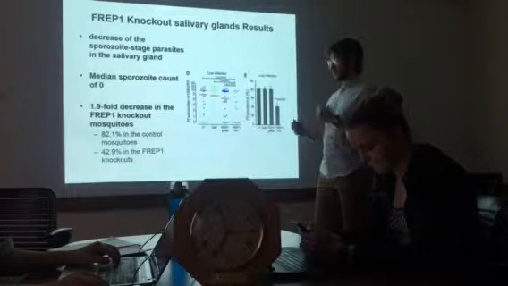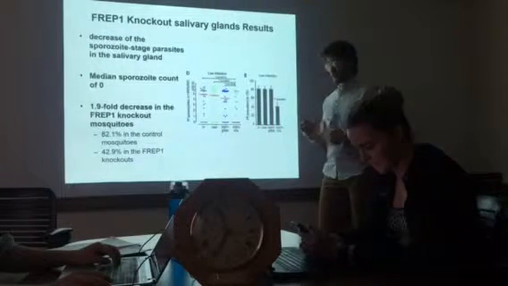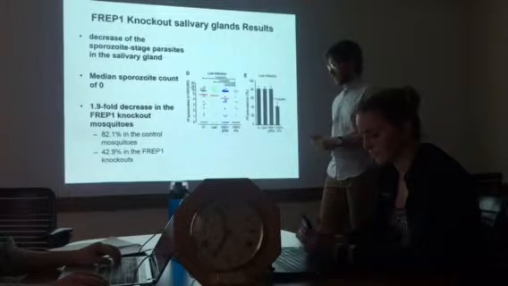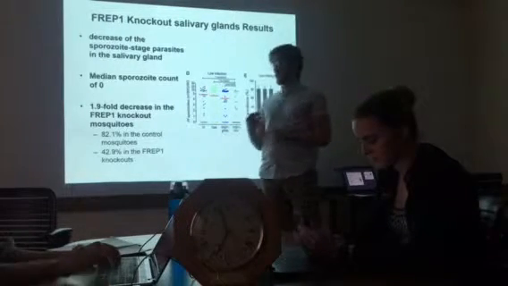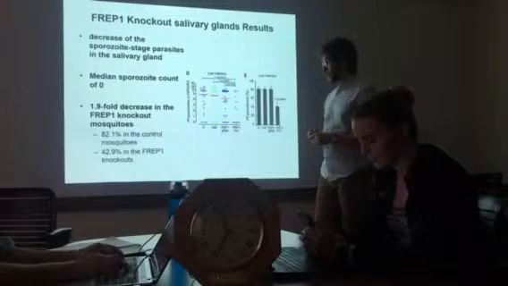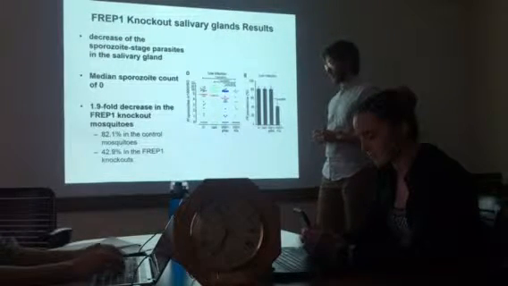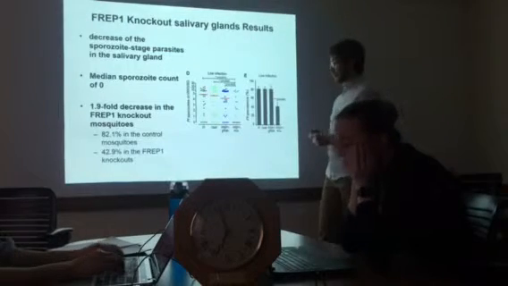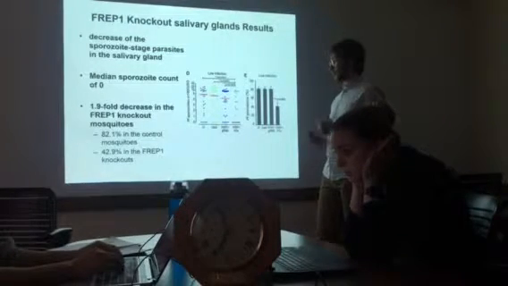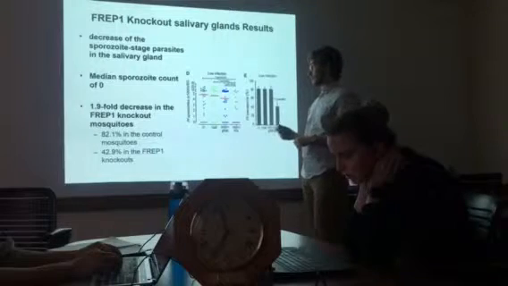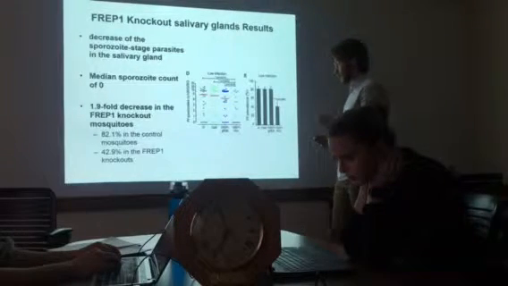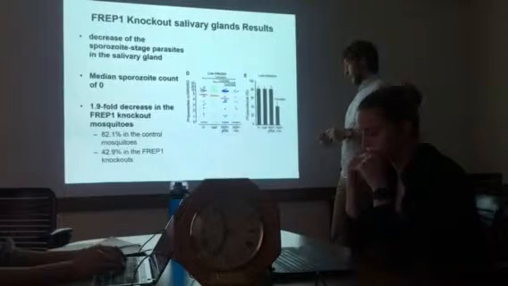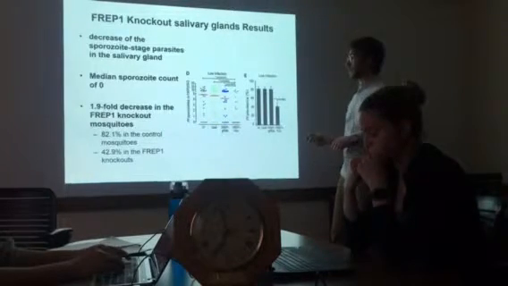So they also want to look at the salivary glands, because they just looked at the midguts, and they found there was a decrease in sporozoite stage parasites in the salivary gland as well. Median sporozoite count of 0, and there was a 1.9-fold decrease in the FREP1 knockout mosquitoes. So it's 82.1% in the control mosquitoes, while there was a 42.9% in the FREP1 knockouts. So here are the graphs that they generated for the salivary glands for the sporozoite. As you see here, once again, significant reduction with the FREP1 knockouts as well.